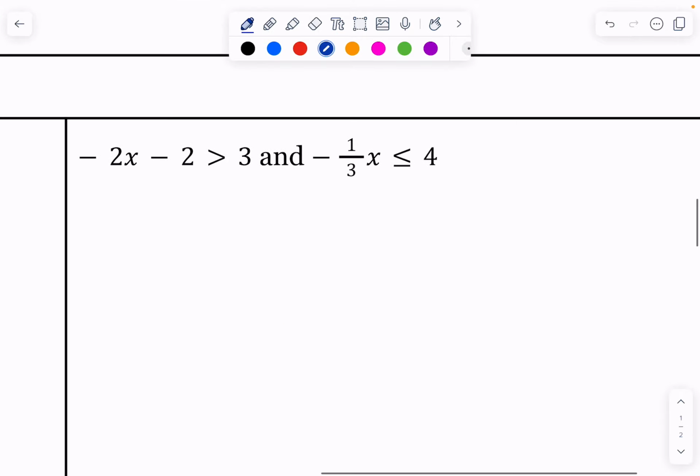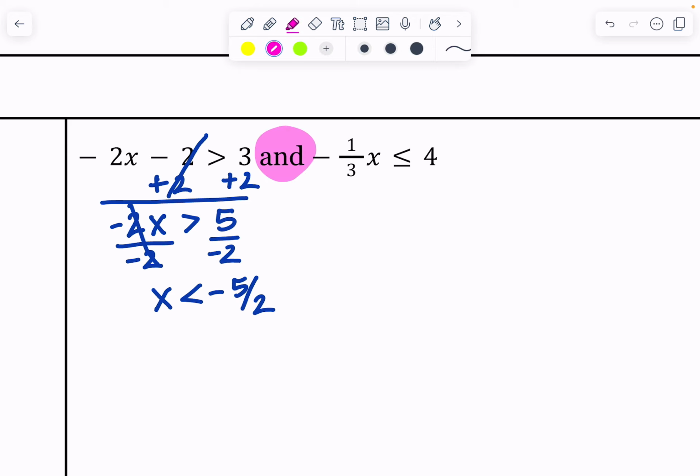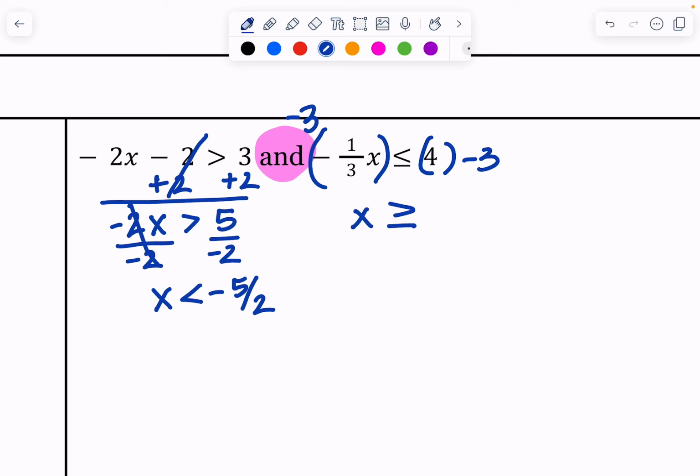The next problem here, we have negative 2x minus 2 is greater than 3. So if we solve this one first, we're going to add 2. Negative 2x is greater than 5. Divide by negative 2, and we get x is less than, because of the negative, negative 5 over 2, or negative 2.5. This time we have an and. I'm going to multiply by negative 3 on both sides. So we have x greater than or equal to negative 12.